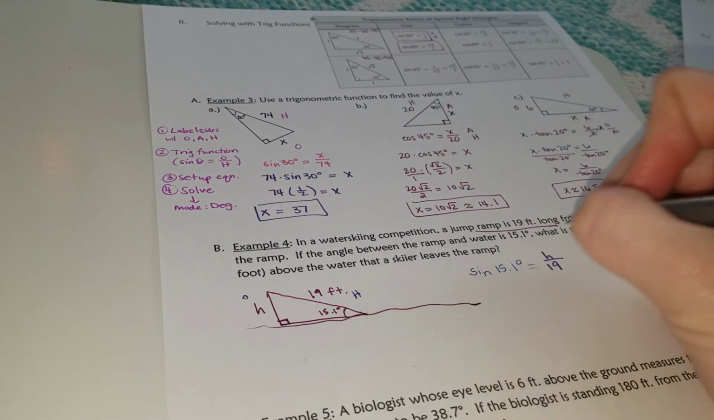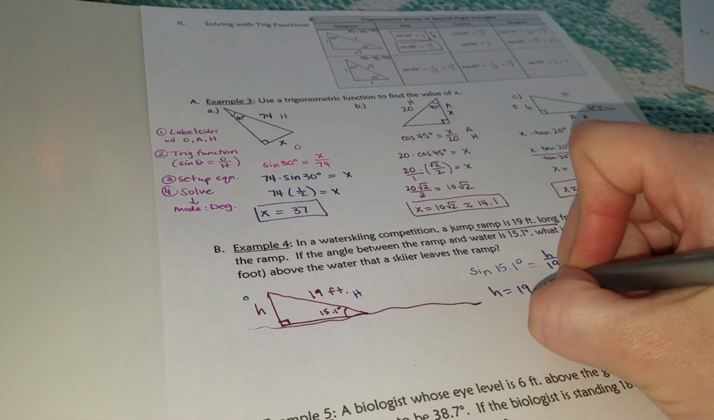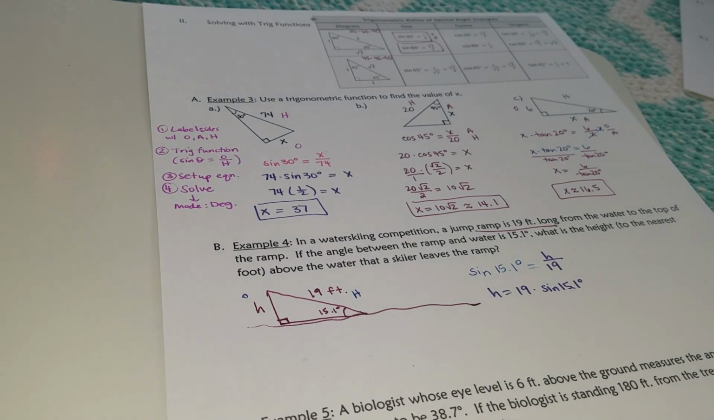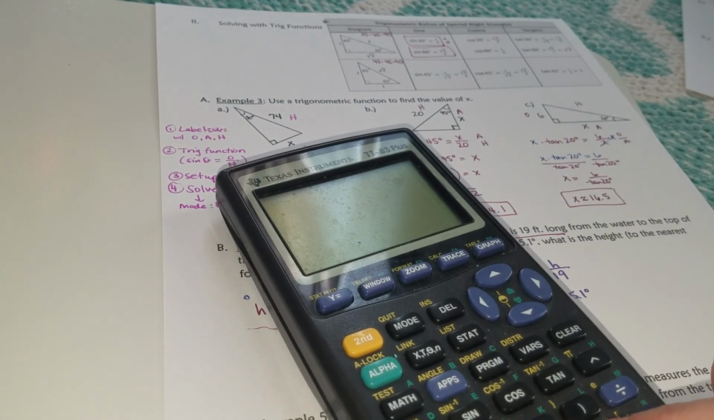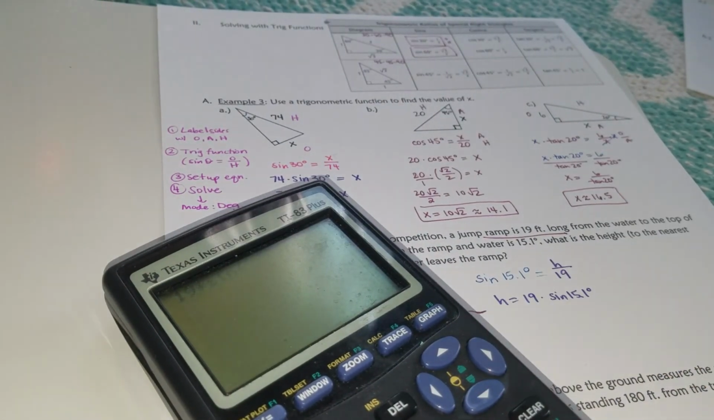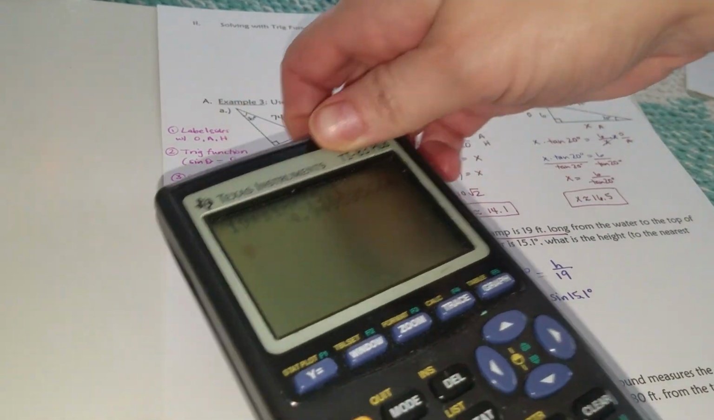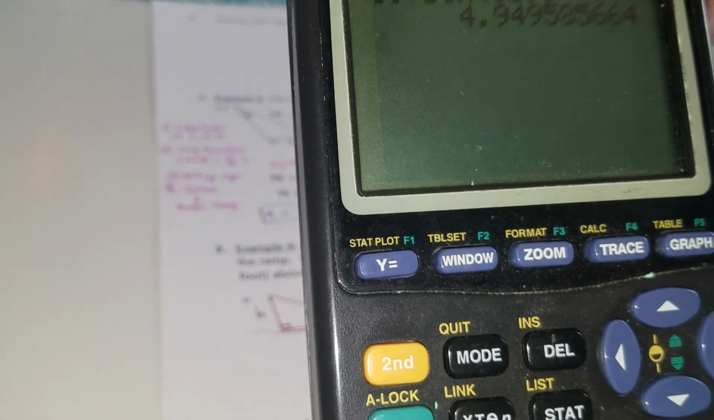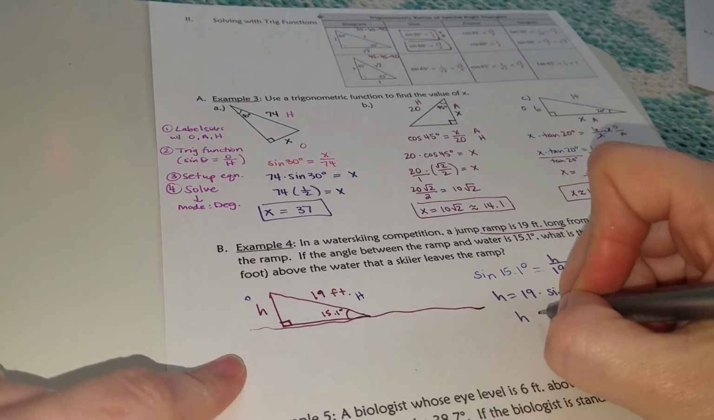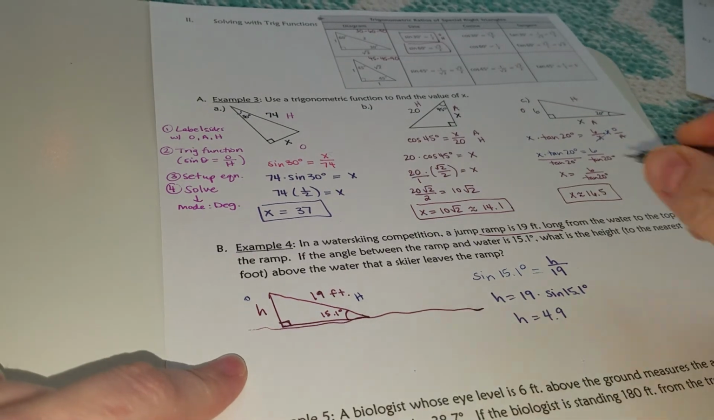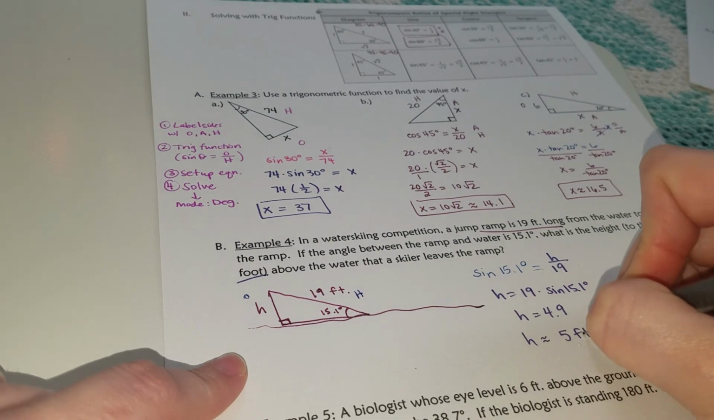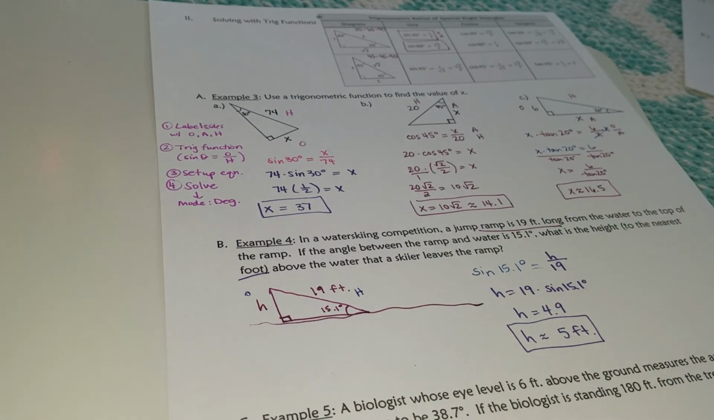So to solve, I'm just going to multiply 19 times the sine of 15.1 degrees in my calculator. I know you can't see that well. So just like that. All right, so you get 4.9, but then remember it says that you're rounding to the nearest foot, which is the nearest whole number. So this is going to be about 5 feet as the height.